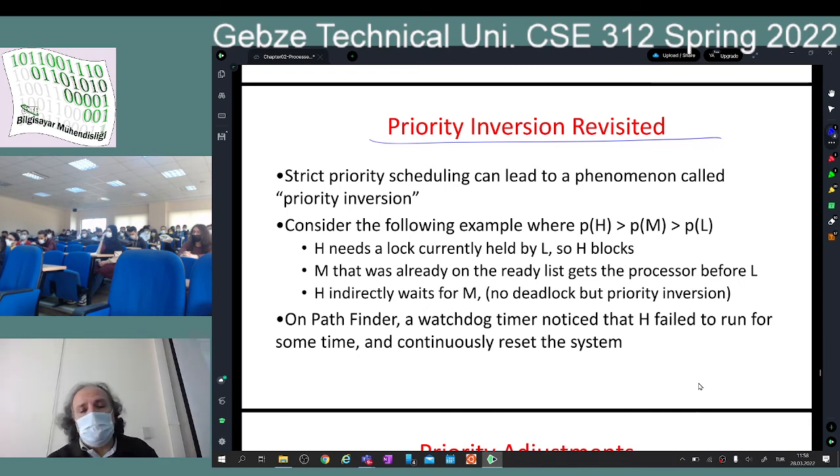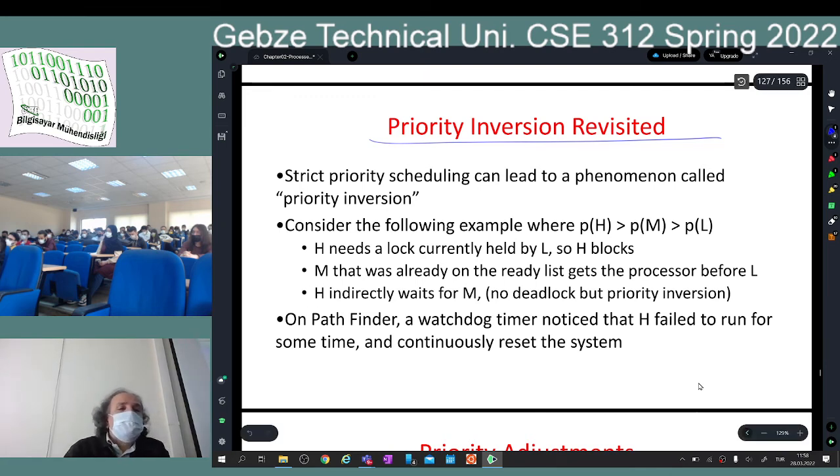Never let anybody violate your policy rules. That's what's happening, right? So H indirectly waits for M, okay? Even though H is a higher priority, it is waiting for M because M has to run before L. So somebody smart has to say that there is a problem here. So I am going to let L run, release the lock so that H can continue running.